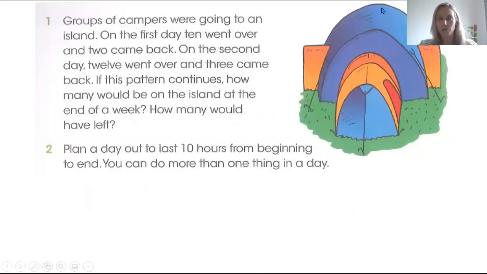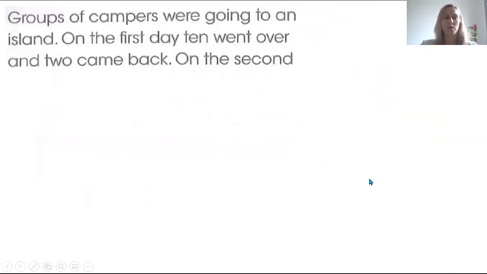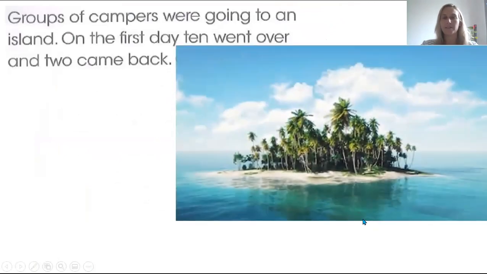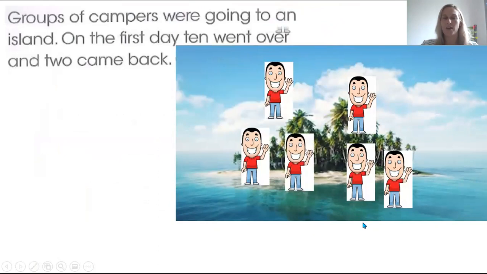For those of you that don't know camping, camping is when you have a tent and you sleep outside. It's quite an adventure. And these are the little campers. So let's break up the question. Here is my island, and all 10 of my happy campers arrived by boats.